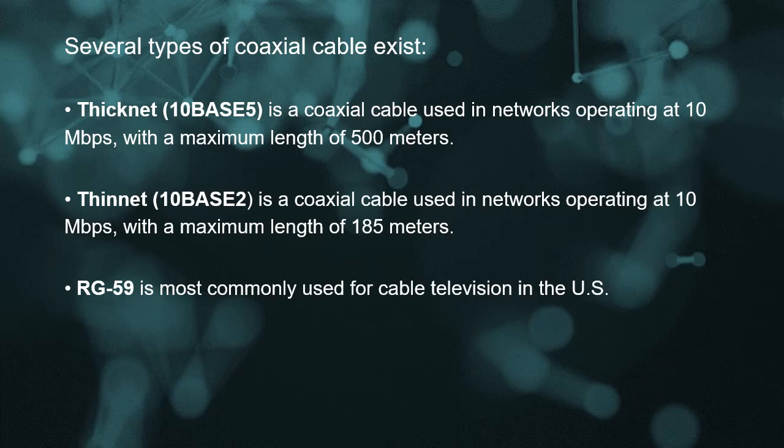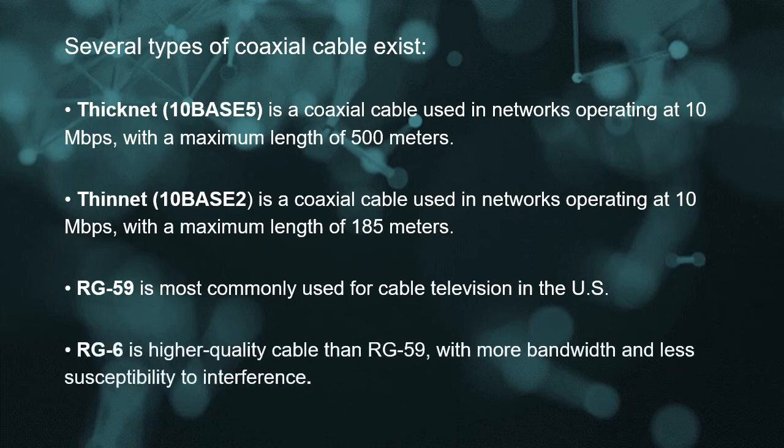RG59 is most commonly used for cable television in the US, and RG6 is higher quality cable than RG59 with more bandwidth and less susceptibility to interference.